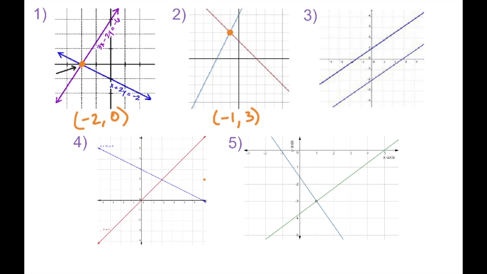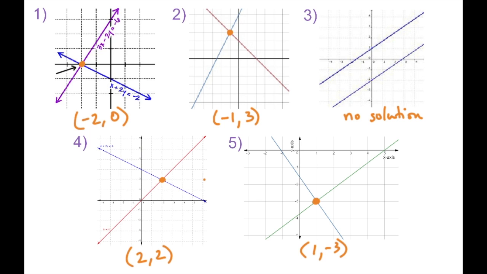In graph 3, there is no point of intersection. So I hope you knew to write no solution here. Give yourself a pat on the back if you got that. In graph 4, we do have a point of intersection. We can see that our x value is 2 and our y value is also 2. In graph 5, we can see that we do have a point of intersection. Our x value is 1. Our y value is -3, so our solution is (1, -3).